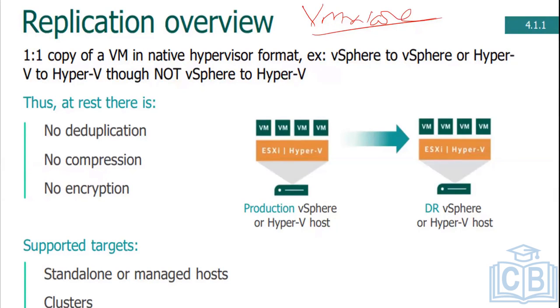What exactly the replication does is, this is your production environment, correct? You have 4 VMs. It will try to create exact 4 VMs on a production side or on a DR side. And we will see technically how it happens.